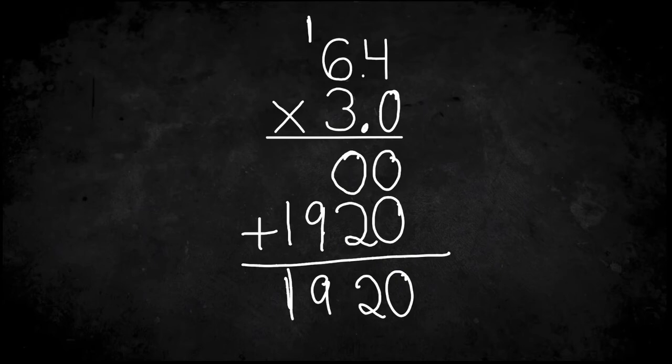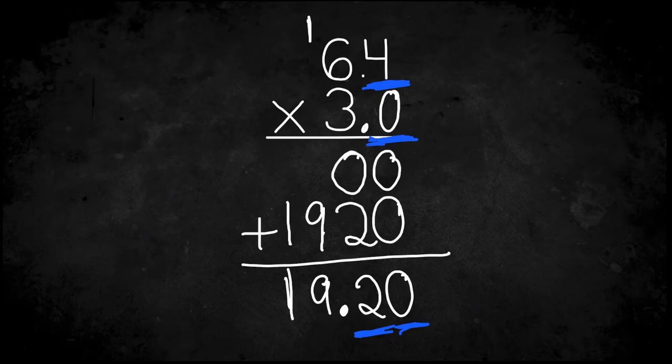Now, if you look back up at the equation, you see that we have 2 digits on the right side of the decimal, the 0 and the 4. So we count 2 digits from the right side, which is the 0 and the 2 here, and these 2 are going to be on the right side of the decimal. That means the decimal goes right here. So 6.4 times 3 equals 19.2.